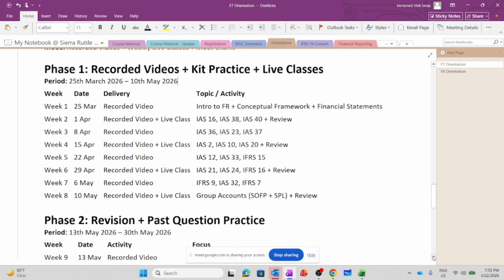Also, if you look through my notes, I've already included at least five questions for each accounting standard, for each subject matter. For example, for IAS 16, I have included at least five questions from the kit on IAS 16, IAS 38 as well, and IAS 40. So we are going to use these kit questions so that we are able to have the right feeling in the examination when it comes to the questions.